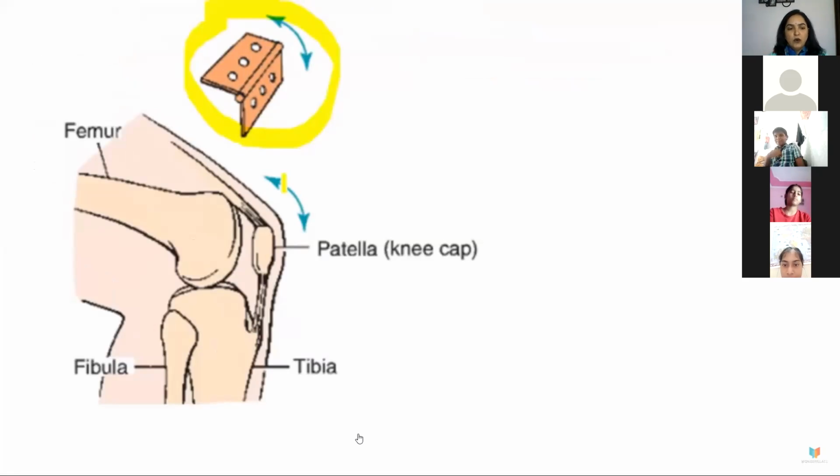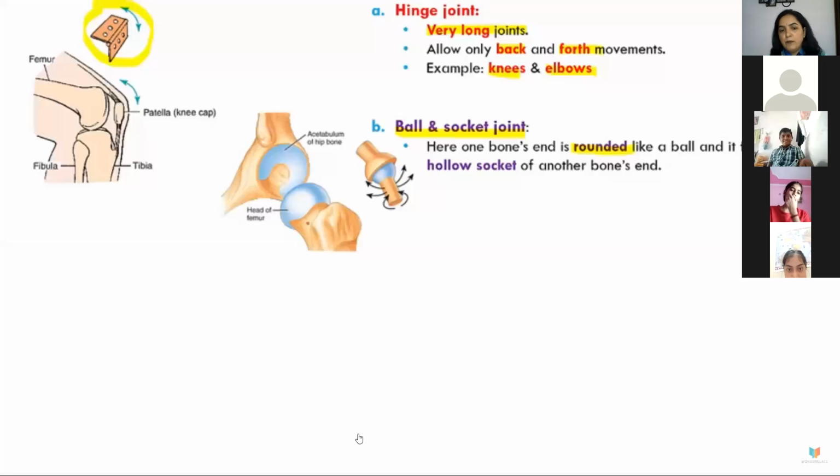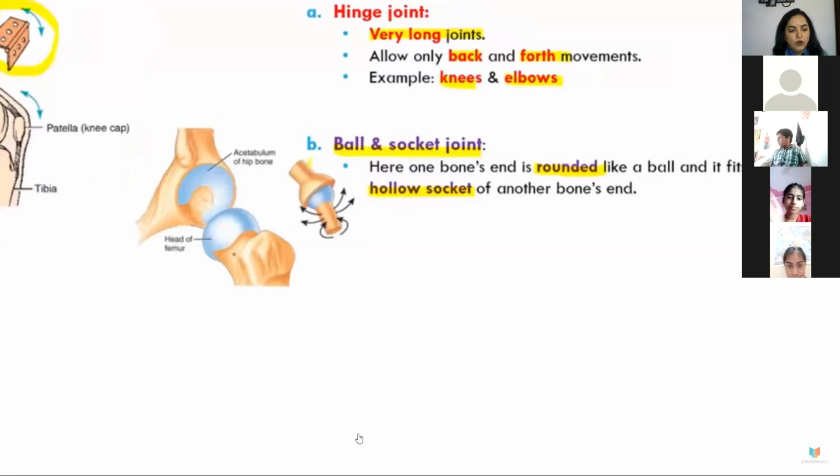Okay, now the second is the ball and socket joint. Just see, there is one bone whose end is rounded like a ball, and it fits into a hollow socket. So it rotates like that. This type of socket is formed by another bone, and that is in the hip and the shoulder. This allows movement in every direction. You can move your shoulder also.